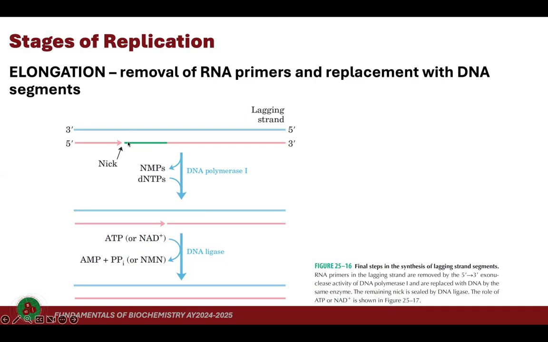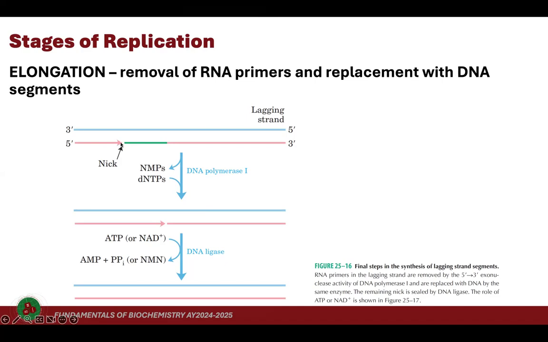and replaces it with the correct DNA nucleotide, again reading the template strand, and so on, until it reaches the last RNA nucleotide. And that's where you have a nick this time. So the DNA polymerase 1, when it attaches the replacement DNA nucleotide, attaches to the previous Okazaki fragment because it has the 3' OH there.